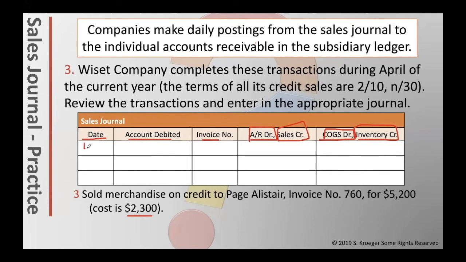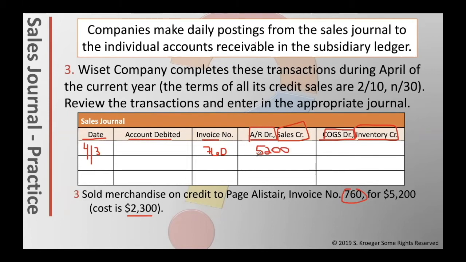To begin, we would put April 3rd in as the date. The invoice number was 760. We'll put that here. Skip account debited for now. As you can see, here's the first entry. Accounts receivable debit, sales credit. The amount was 5,200. We didn't have to write out the account names. It was given to us already.